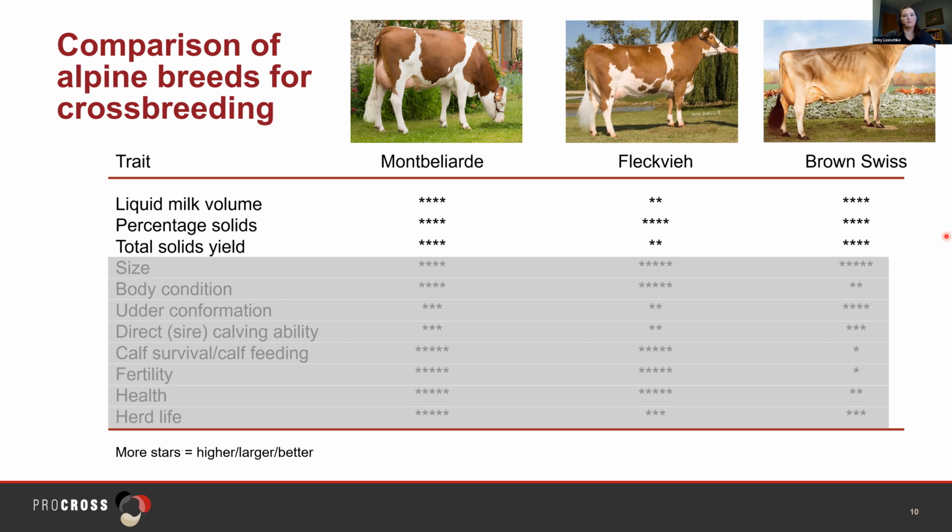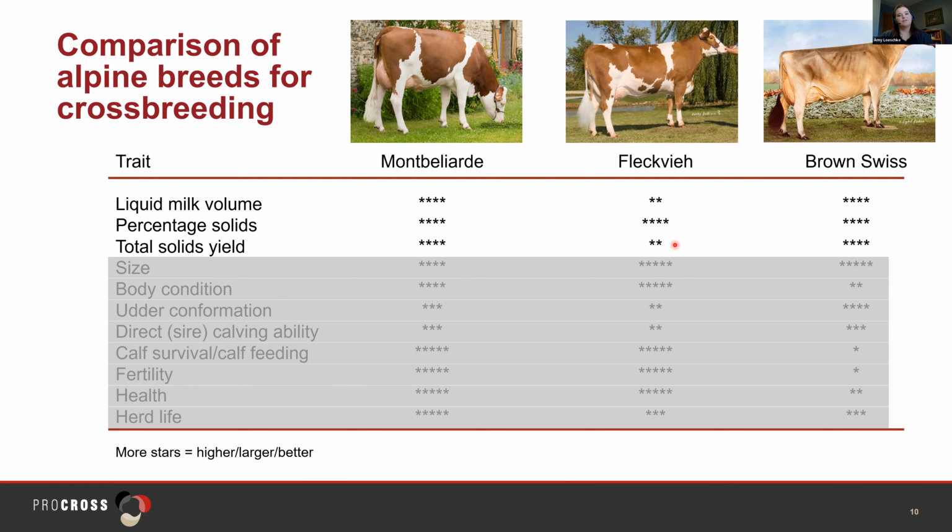The Fleckvieh gets lower stars in this area. They're not a milk volume breed. But all 3 of these breeds have high percentages of solids in their milk, and particularly for protein. So therefore, when we consider total solids yields, or fat plus protein kilograms, for example, we see Montbelliard and Brown Swiss again producing about equal when they're used for crossbreeding.